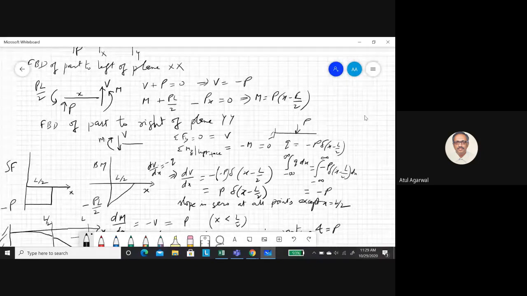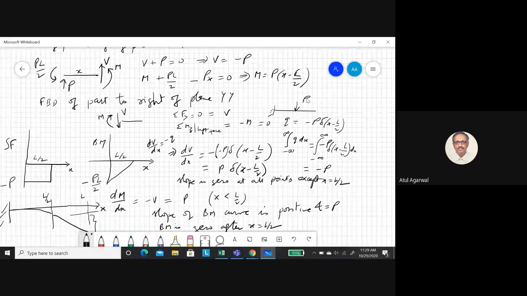Now also look at this. Your load was P here. You can say your load intensity is minus P into Dirac delta of x minus L by 2. If you integrate this Q from minus infinity to infinity or 0 to L, you get the integral of minus P Dirac delta of x minus L by 2 dx. Now Dirac delta function, if integrated over the entire domain, gives you only 1. So you get only minus P.